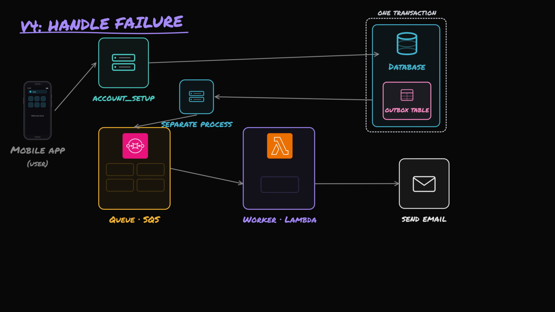Version 4. Handling job failure. Some jobs simply fail, maybe because the email is not valid or the email is not reachable. You retry sending the email, but you can't retry forever, and you can't drop the job silently either. So after about 5 failed attempts, the job moves to a dead letter queue. Think of the dead letter queue as a parking lot for jobs that keep failing, where an engineer can examine the job, fix the problem, and run it again.